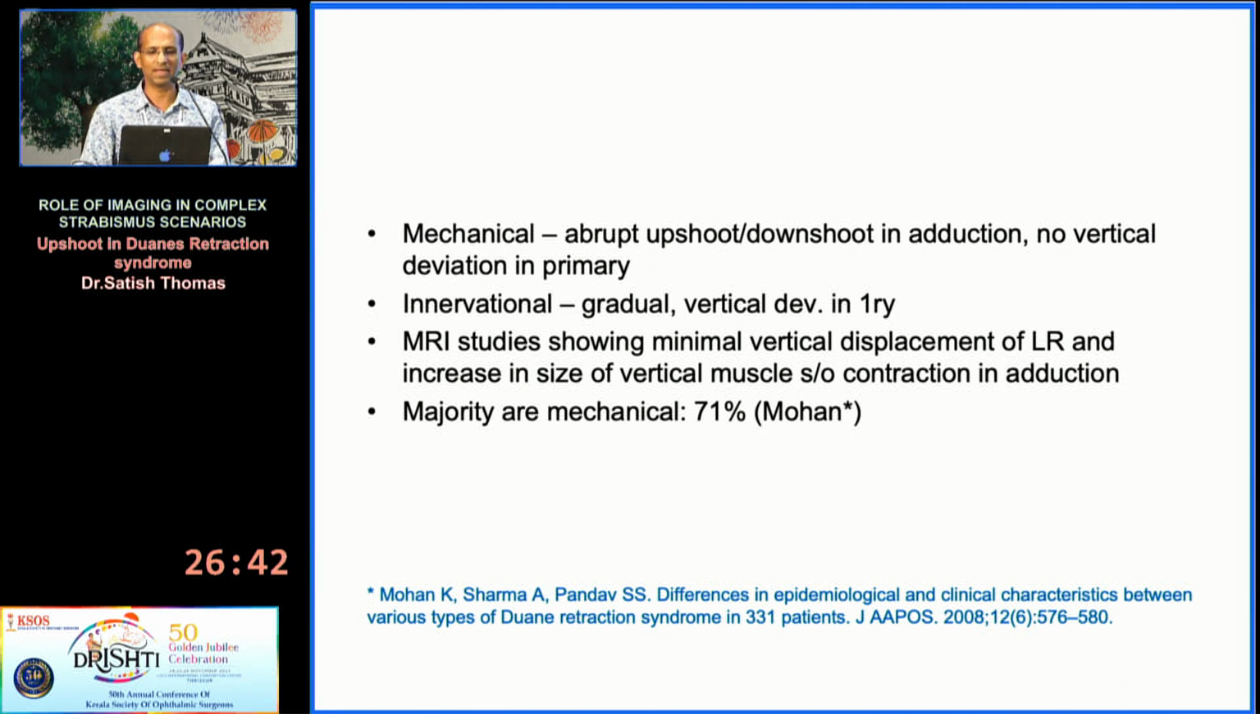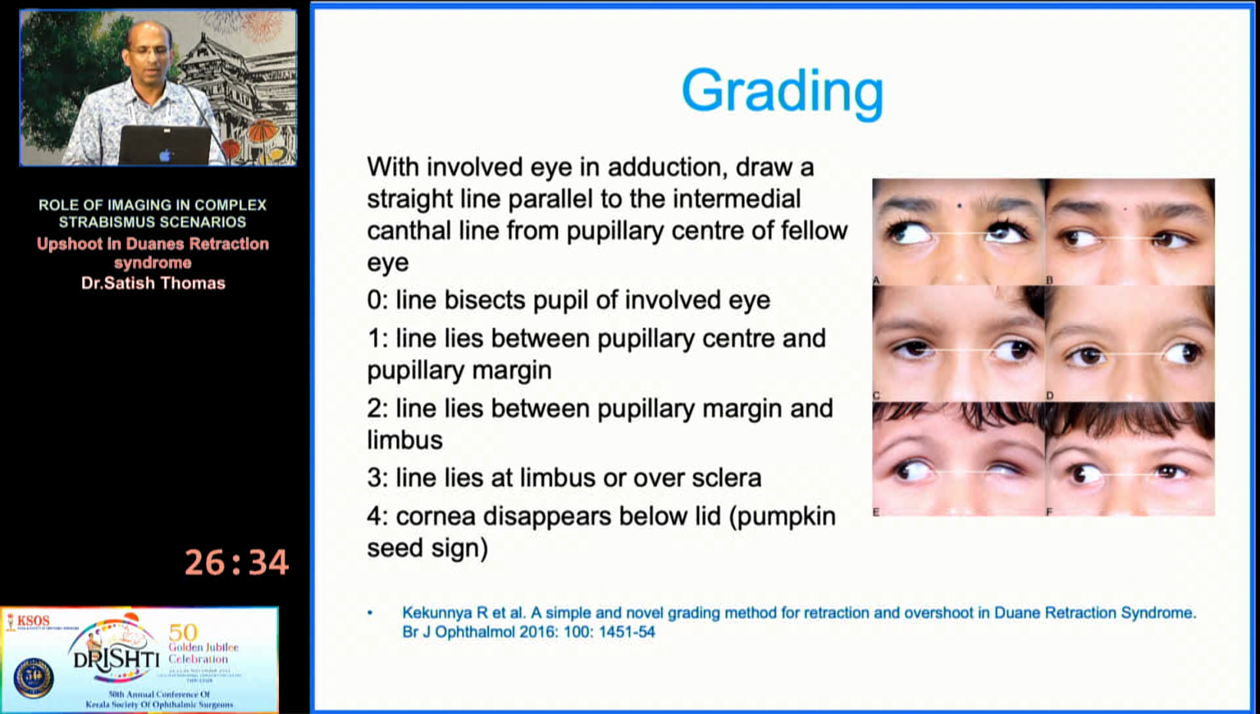The majority are mechanical, as shown by Kavan Mohan and group from PGI. Ramesh Kekunya and all from the LV Prasad, they have come up with a grading system if you want to grade these upshoots. So you can grade it by drawing a horizontal line parallel to the intercanthal line, bisecting the pupil in the good eye, in the eye which is not in adduction, and then seeing where it lies in the adducted eye.